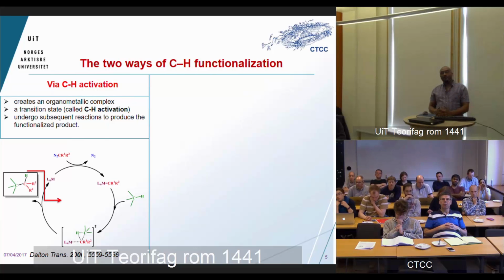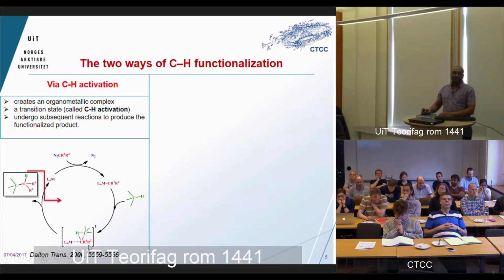It creates an organometallic complex, like this one, for example. If we take this example, we take this transition metal complex and react it with some organic compound, and after releasing nitrogen, it forms a new transition metal complex, this one. And this transition metal complex can activate the CH bond by forming a transition state structure or transition state complex.